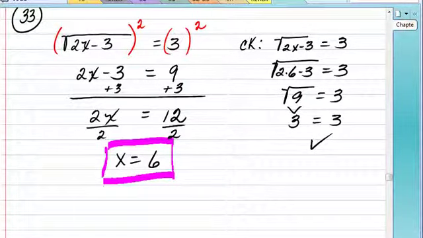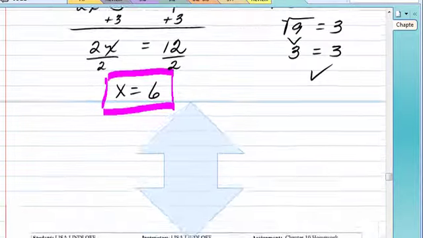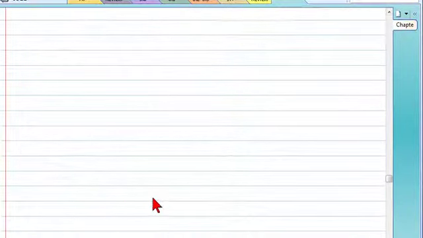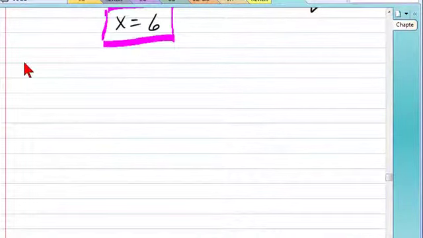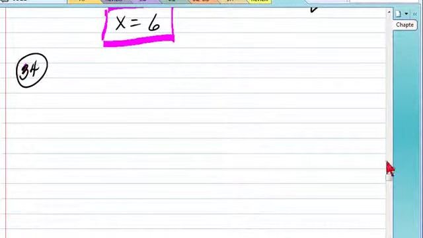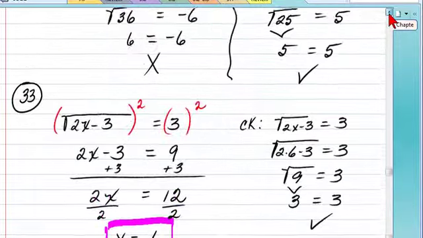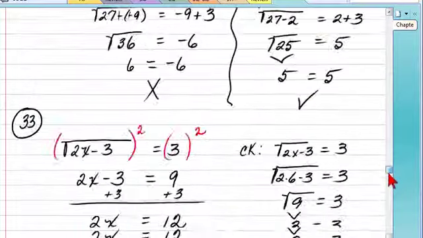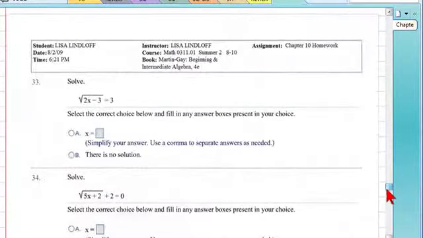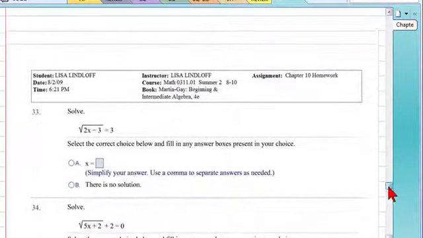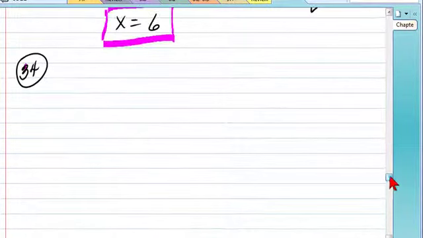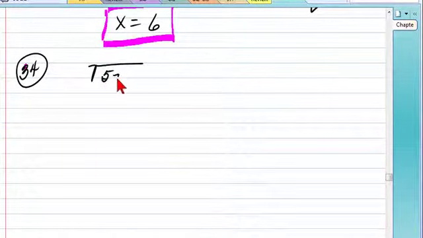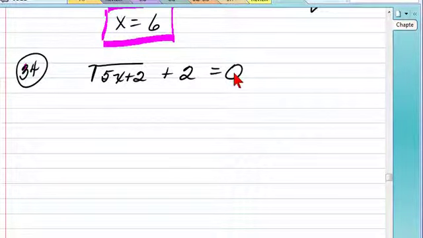Okay, I think we have one more equation, and then we're going to meet the imaginary numbers. Just what you were looking forward to. Whoops, I went the wrong way. All right, the square root of 5x plus 2, plus 2, equals 0.